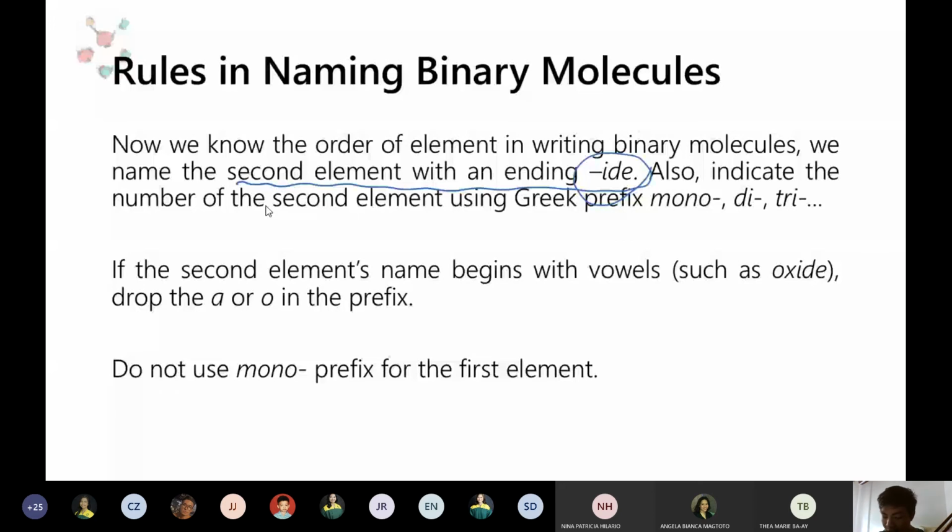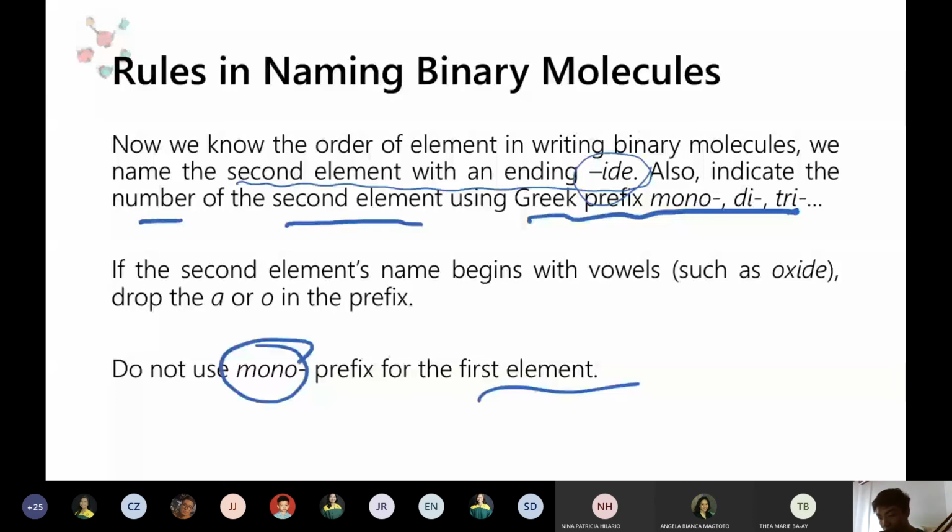Then, we use Greek prefixes to indicate the number of atoms in the second element, even the first element. Ginagamitan natin sila ng Greek prefixes to indicate the number. However, for the first element, you do not write mono. Bawal yung mono sa first element. Pwedeng di, pwedeng tri, pwedeng tetra, pwedeng penta, pero wag mono for the first element. For the second element, pwede yung mono. Okay? And the last rule is this one.